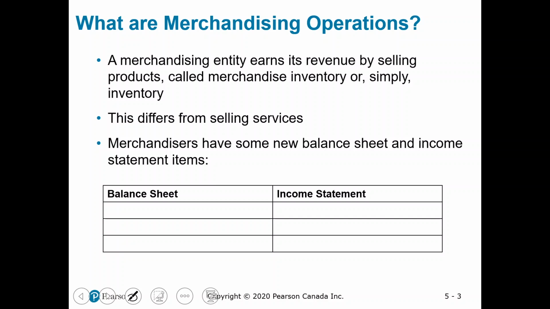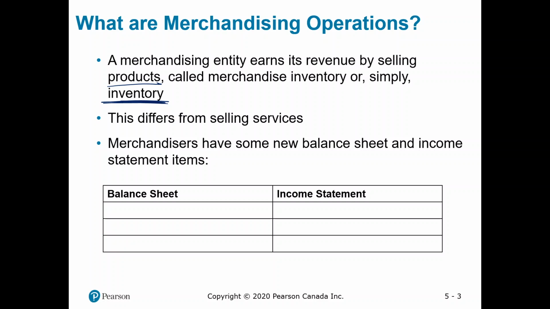So merchandising entities, as I said, earn revenue by selling products, which are called merchandising inventory, or more simply, what we'll refer to as just selling inventory. So this is different than selling services. Now you actually have a product that you are giving to a customer. Because of this, there's some new balance sheet and income statement items that we'll look at. We've looked at them a little bit, but now we'll look in more detail.